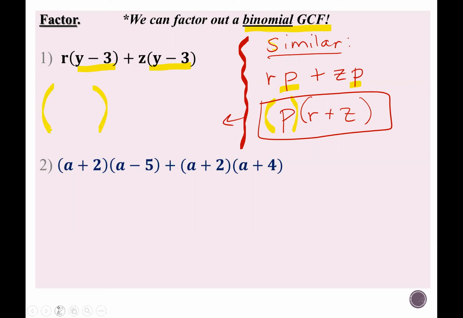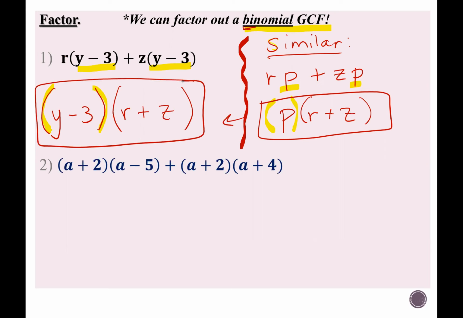Okay, so back to number 1. R parentheses y minus 3 plus z parentheses y minus 3. The greatest common factor is y minus 3. And I do need to leave it in parentheses because it's a binomial with 2 terms. Now what's left over? Well, look at our similar example. Remember how we had r plus z left over? R plus z is left over. So this is now my final answer.